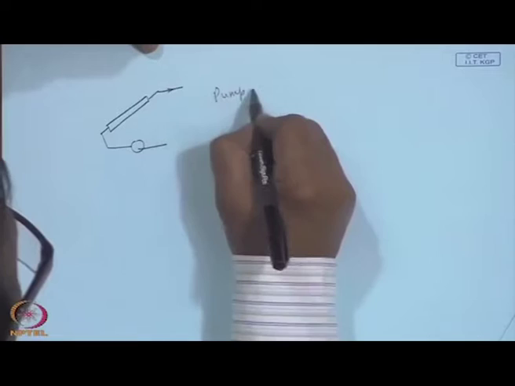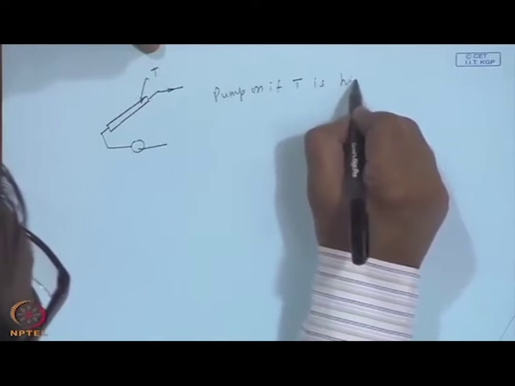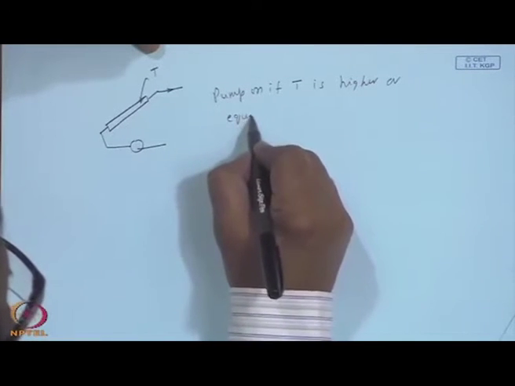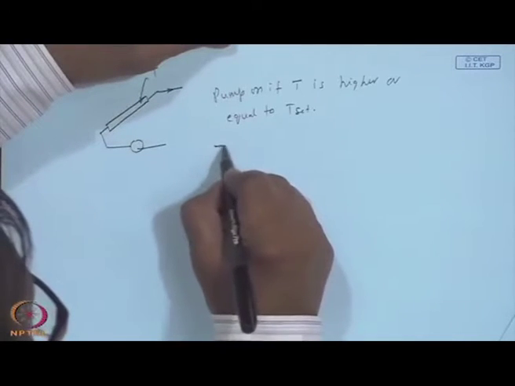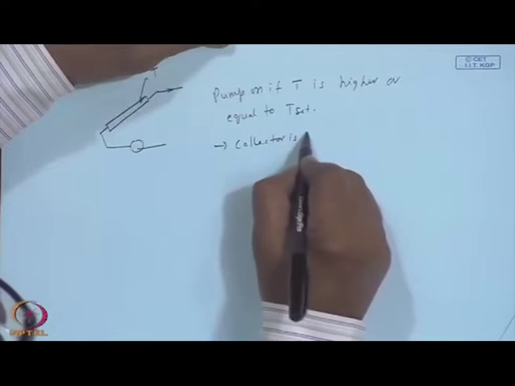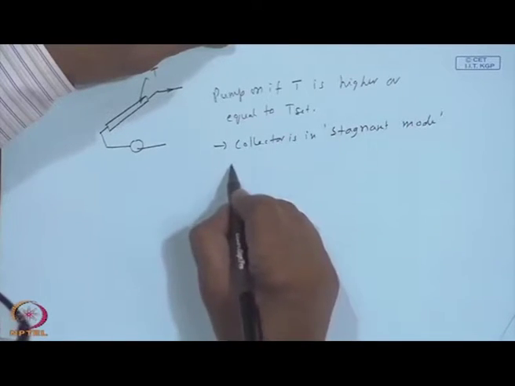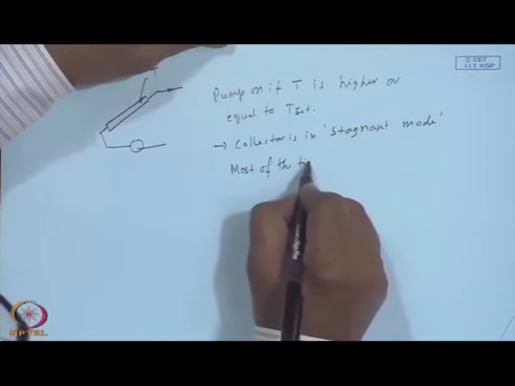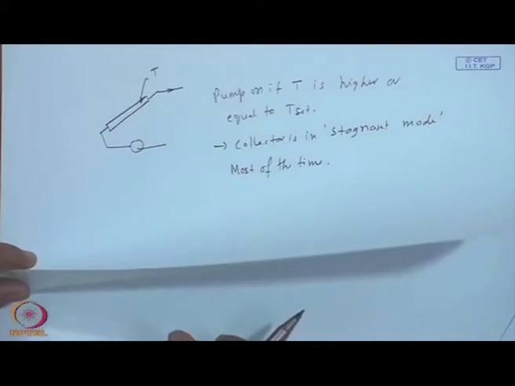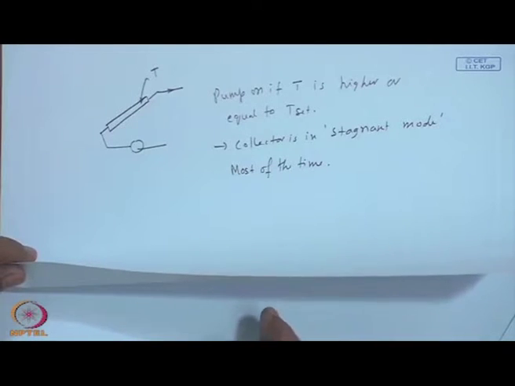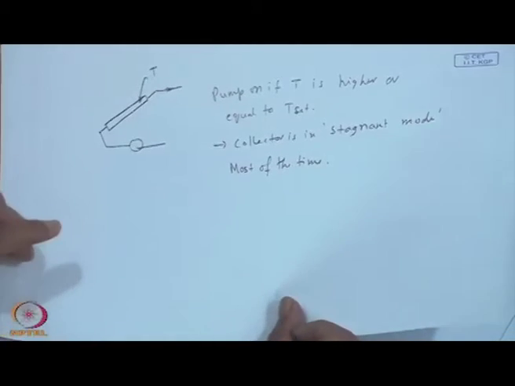And of course you may have it alternately. Pump on if somewhere at the T is higher or equal to the set temperature. So, this is also on and off of the pump, but the difference is the collector is in stagnant mode most of the time. This is also on off as far as the pump is concerned, but the operation is completely different between the pump running as long as the outlet temperature is higher than the inlet temperature, compared to the pump circulating the fluid only if the fluid reaches the desired temperature.